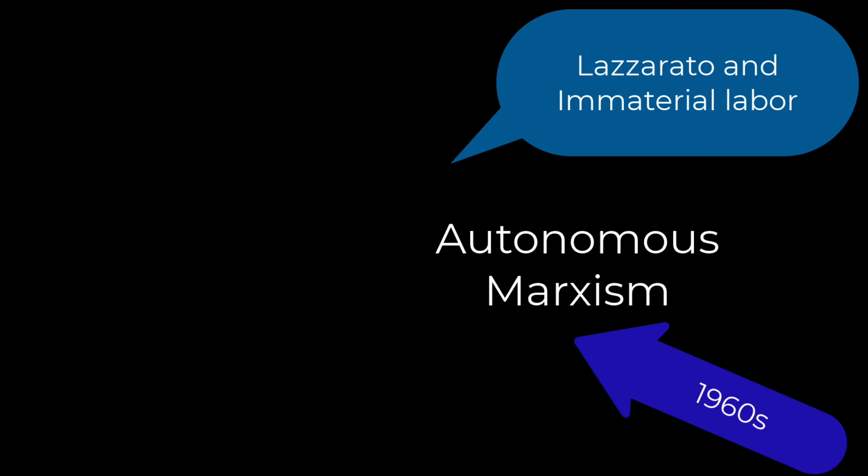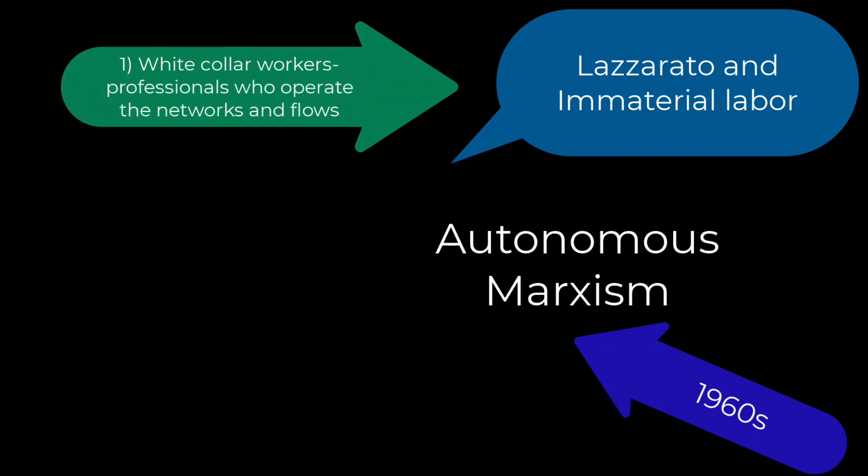Autonomous Marxism emerges in the 1960s. It's not just a theoretical perspective, but it's also part of a critical political movement. One of its key thinkers at the time is Lazzarato, who takes a view of what he calls immaterial labor in the post-industrial era. He points out that there's an increasing number of what he calls white-collar workers, people who are professionals, who operate the networks and flows, but don't really produce anything.